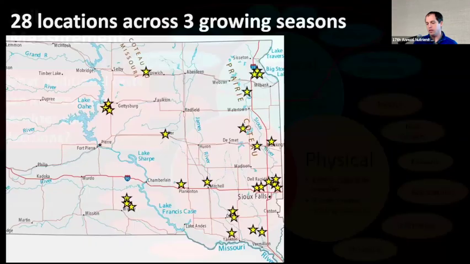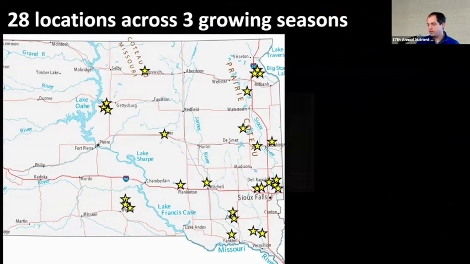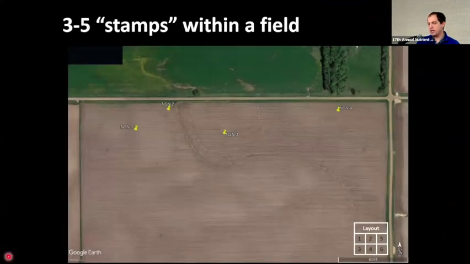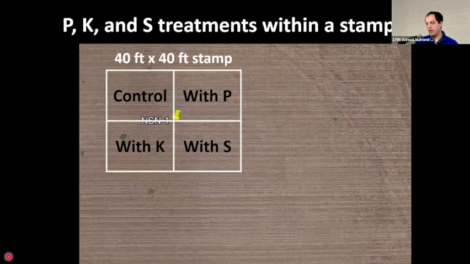So this is just a quick study to show some logistics. We did this, which shows 28 locations around central and eastern South Dakota. We've increased that since. Within each of these sites, we would take 3 to 5 places within a field that were hopefully different phosphorus levels. We'd have a control, then we'd add phosphorus, add potassium, add sulfur, and see what the response was.